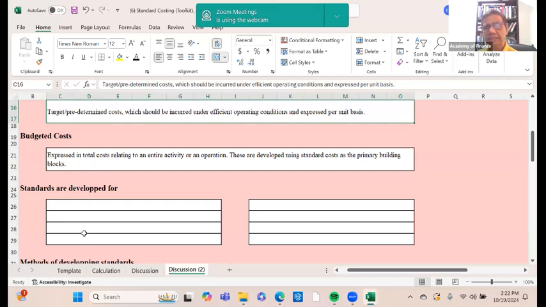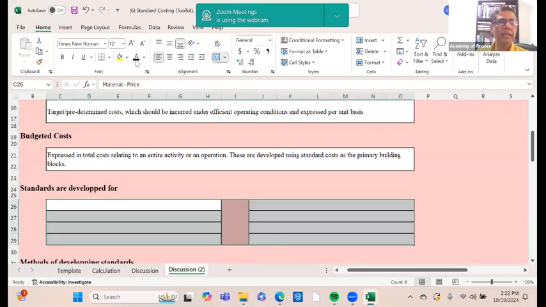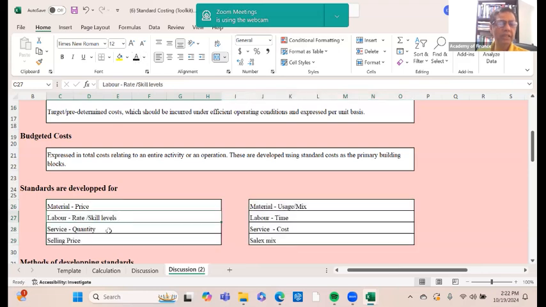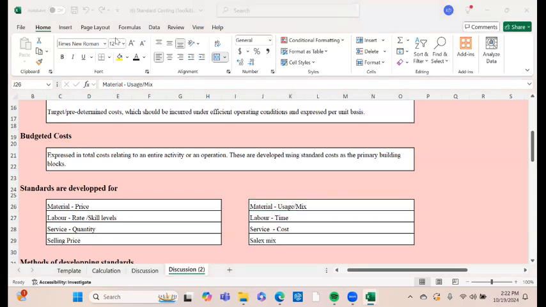And standard labor efficiency. Standard labor mix we may have. Standard variable cost per unit. Standard sales price. The standard sales mix overall. So all these things are used when we prepare the standards. Say material price standards, labor rate, skill level, service quality standard, service selling price standard, material usage or mix standard, labor time, service cost related standards, and sales mix related standard. So there are so many different types of standards that we may have in organizations.